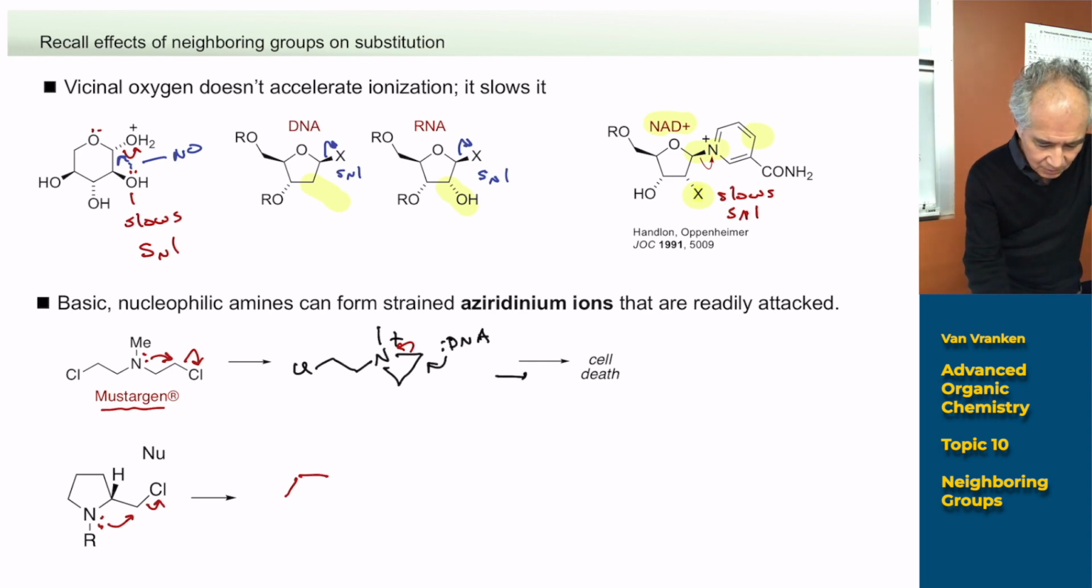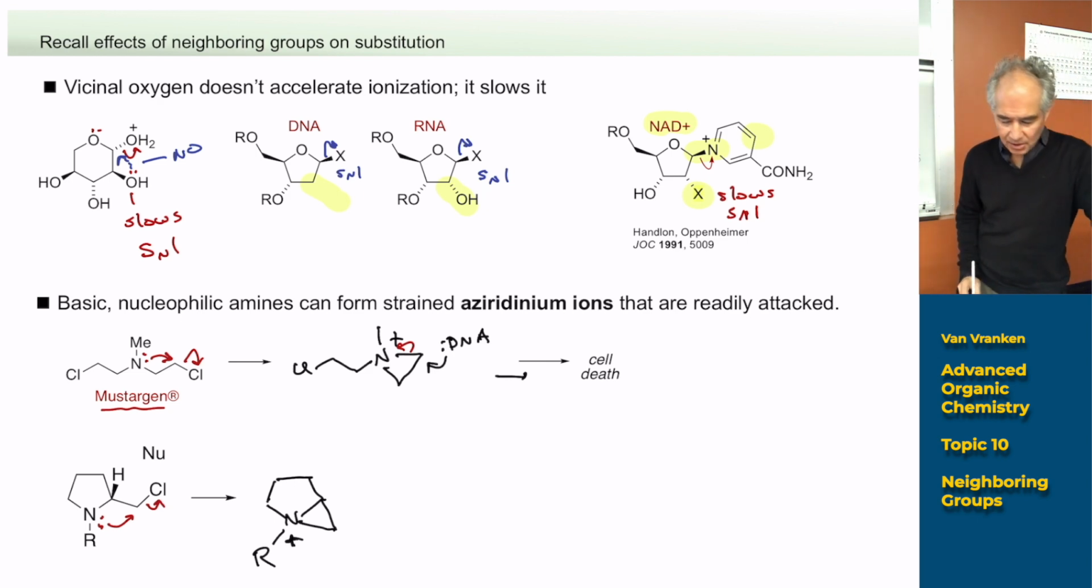Let me switch to a black pen here. That will generate an aziridinium ring. That's not that different from the one I showed you just up above there. Look at that aziridinium ring right there. That's ready to undergo substitution.